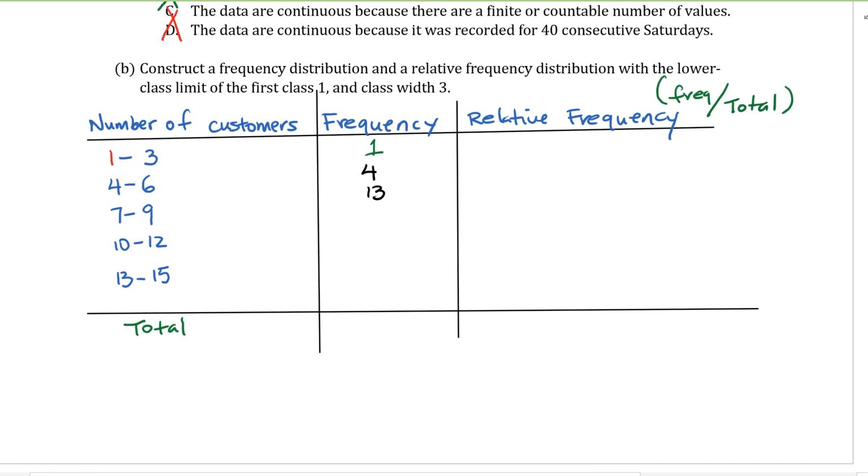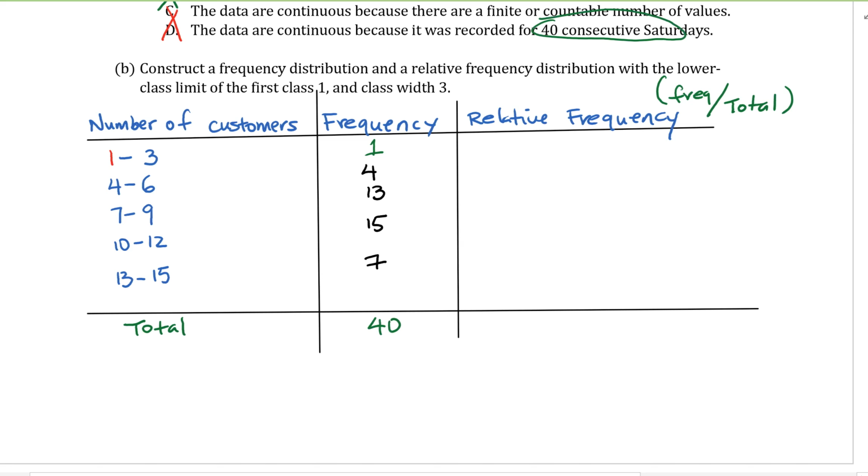You can do the same thing for the next one. You will get 15. And then the next one will be 7. Okay, so that will be my frequency. Now, when you total it up, you should have 40 data points because I have 40 consecutive Saturdays. So the total here, you add 1 plus 4 plus 13 plus 15 plus 7, you're going to get 40.